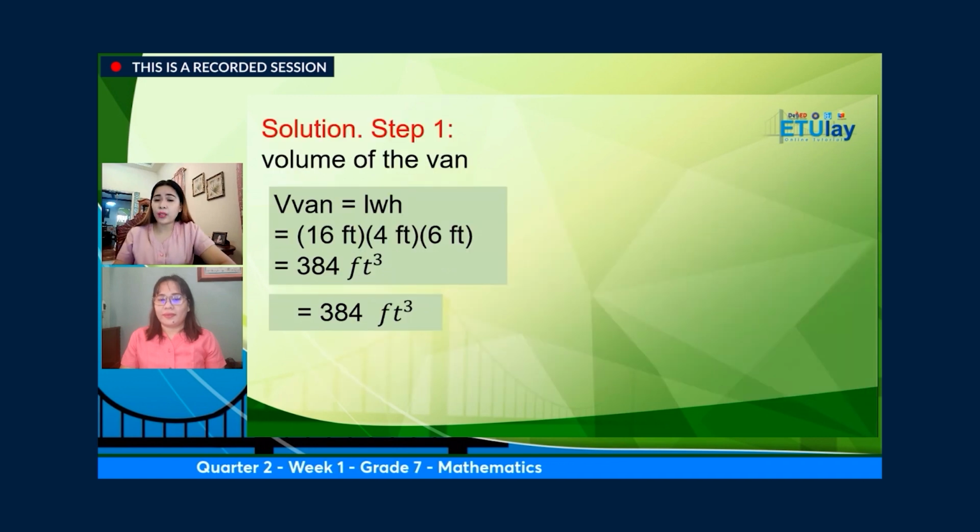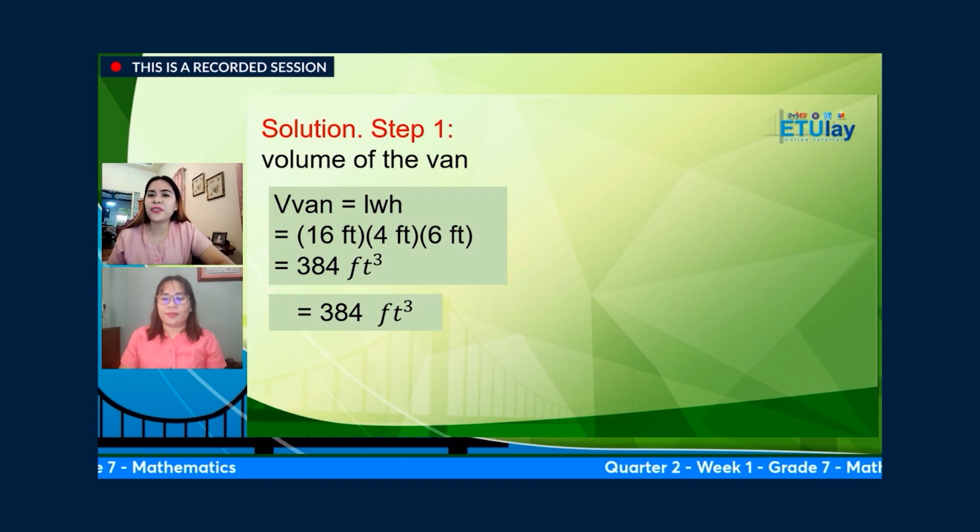Okay, for step 1, we have to find first the volume of the van. So V sub van, for volume of the van, is equal to length times width times height. And that would be 16 feet times 4 feet times 6 feet, and that is 384 feet cubed. That would be the volume of the van. Did you get the same answer? Very good.